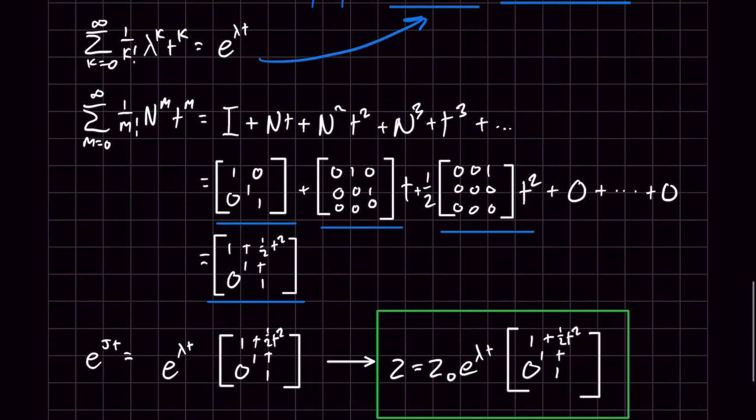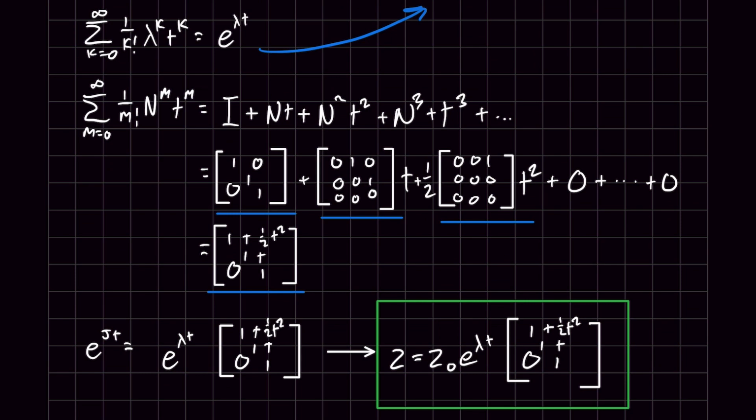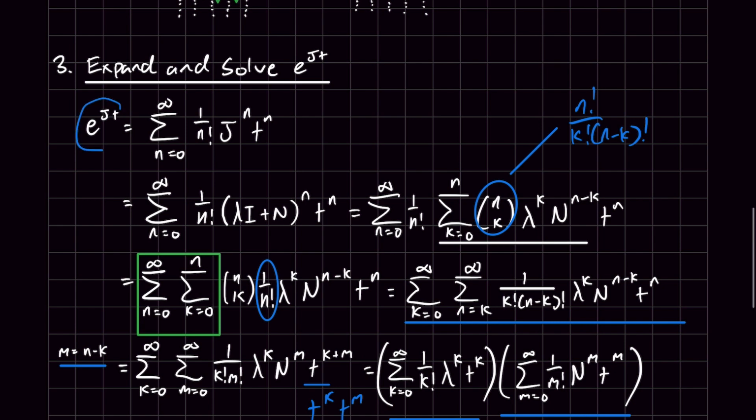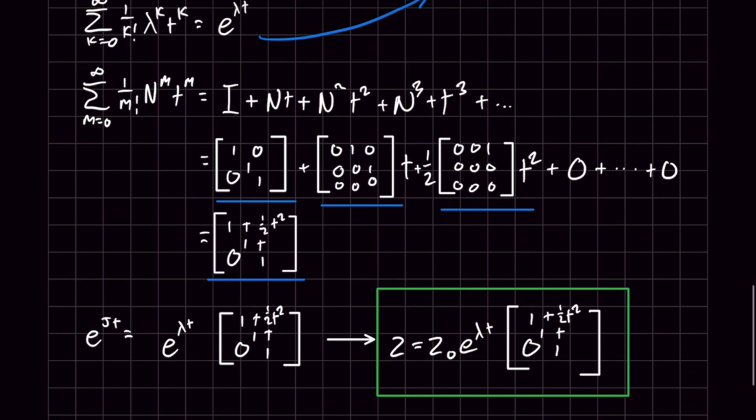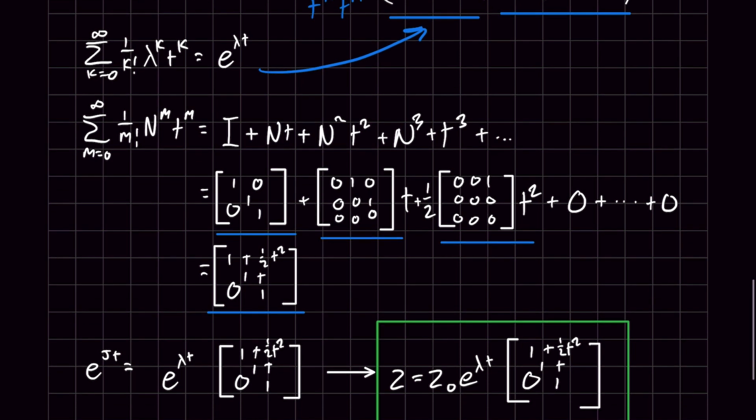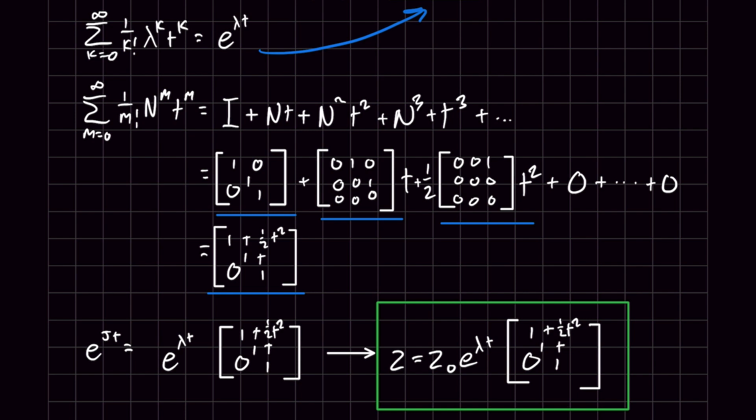So finally, you combine everything together, and you'll get that over here, e to the Jt, which we were trying to look for in the beginning. e to the Jt equals e to the lambda t times this matrix. And then you can plug this in and get z equals z0 times e to the lambda t times this matrix.